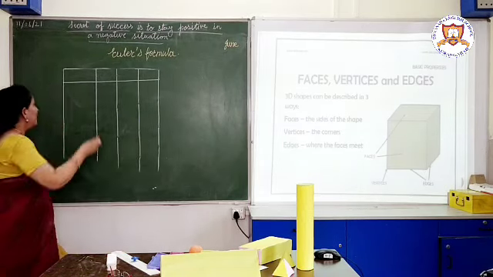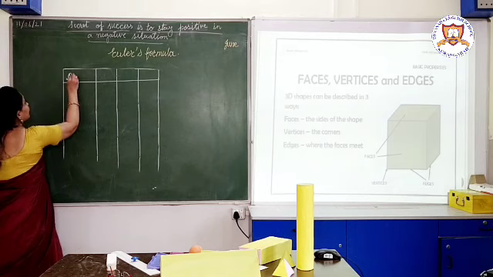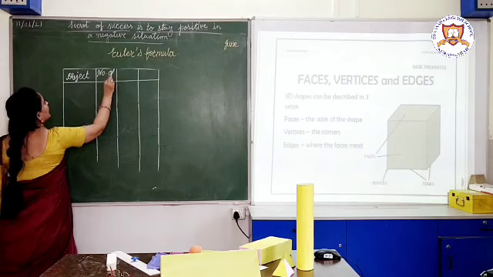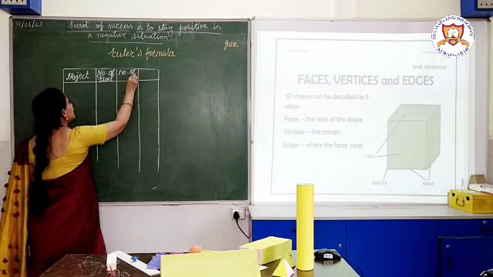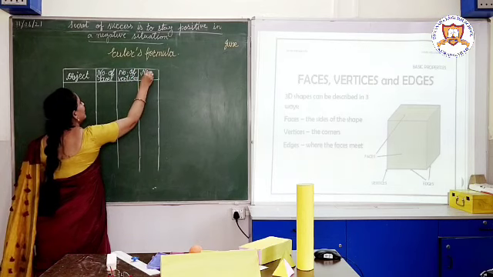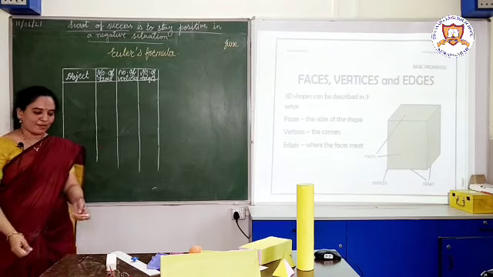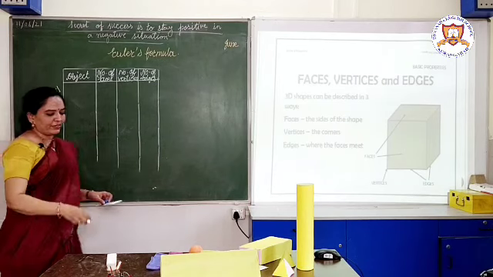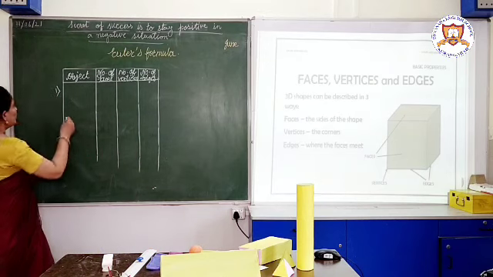Yes. So here we will take object. Then we will take number of faces, number of vertices, and number of edges. So let's first take, I will write with different colors so you will get that idea. First we will take cube.